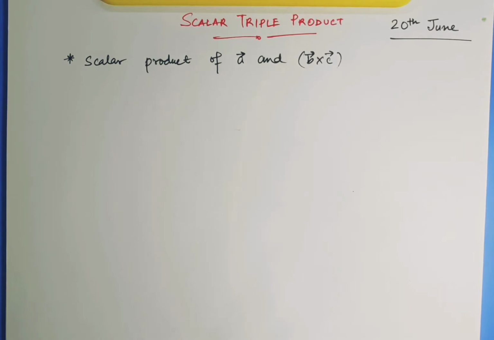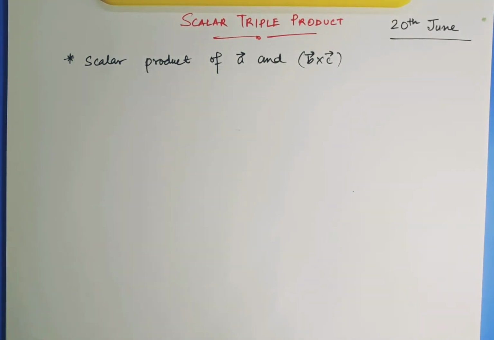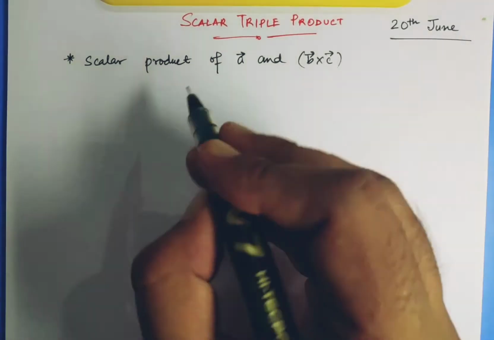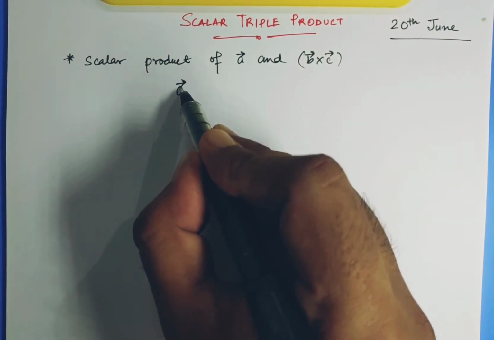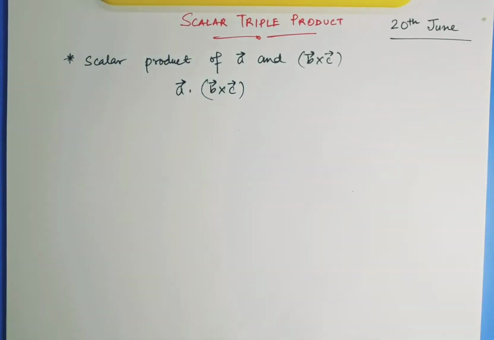Now triple means what? There are three vectors in there. So A, B, C, there are three vectors. Now we need to get a product which has to be a scalar product, right? One thing I told you before, you should keep in mind that whenever you do a dot product, you will get a scalar quantity, and whenever you do a cross product, you will get a vector quantity, right? Now if I do scalar product of A and B cross C, it will be A dot B cross C, right?